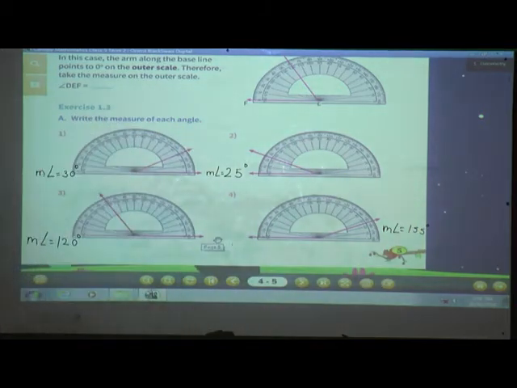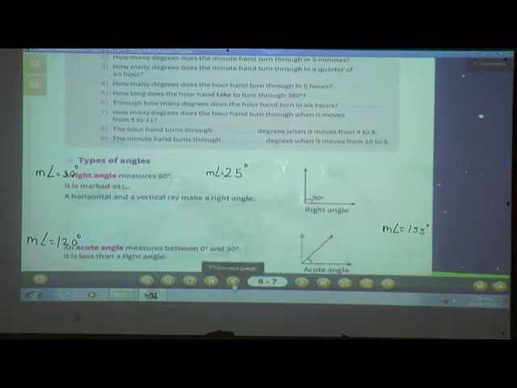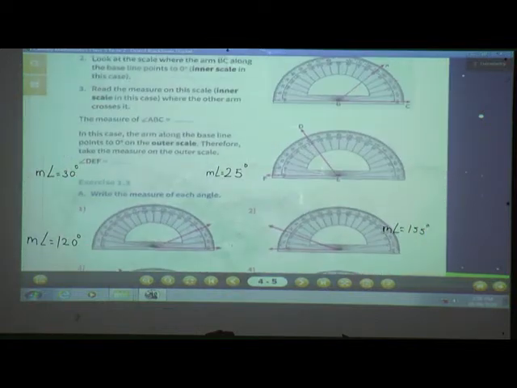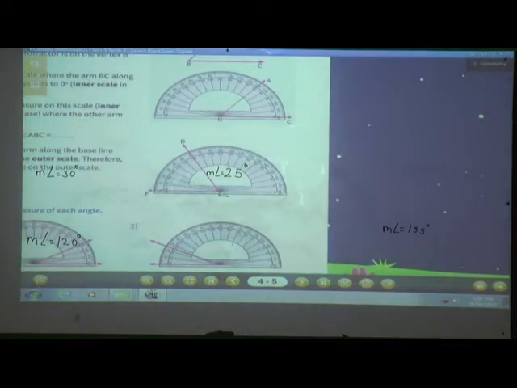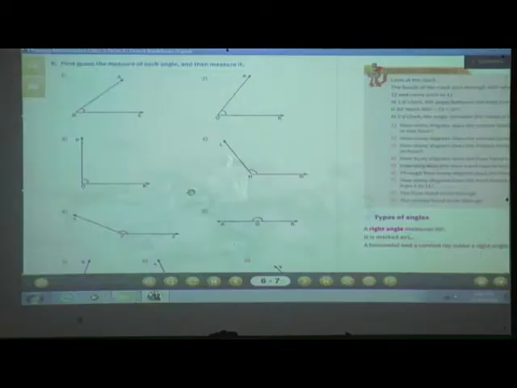Now we will see the next question. Students, now the next question, question number B. First guess the measure of each angle and then measure it.